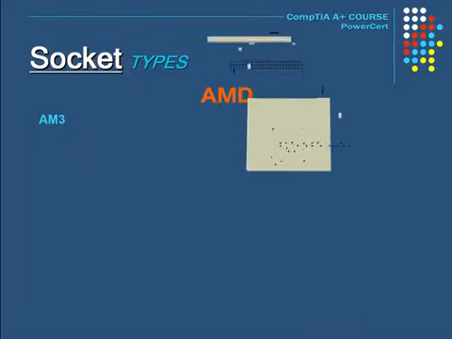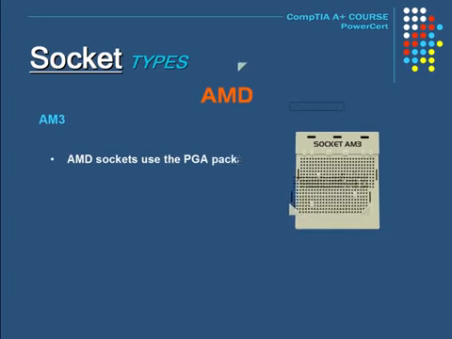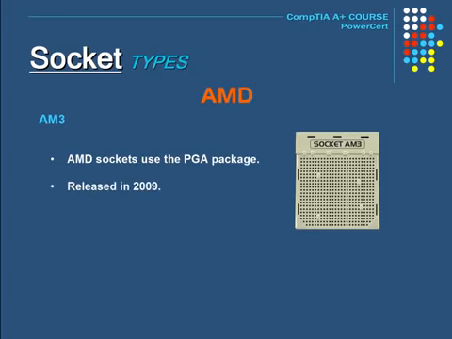So the next group of sockets are the AMD sockets, which utilize the PGA package. And the first socket is the AM3. Socket AM3 was released in 2009 and is a successor to the AM2 Plus socket. The AM3 has 941 pins.